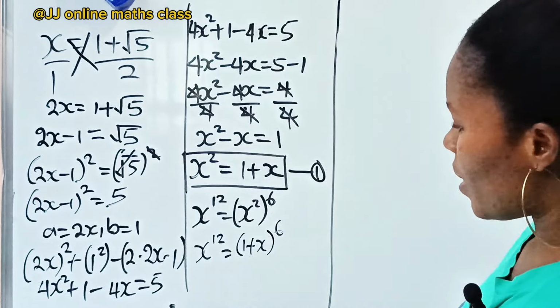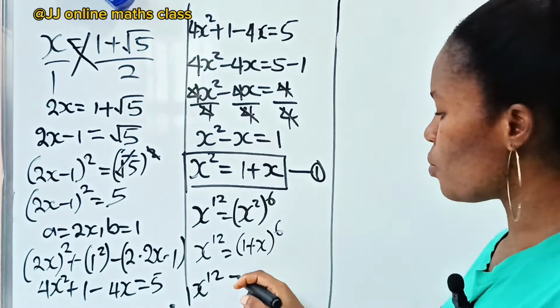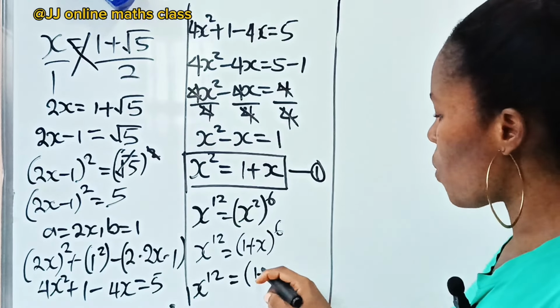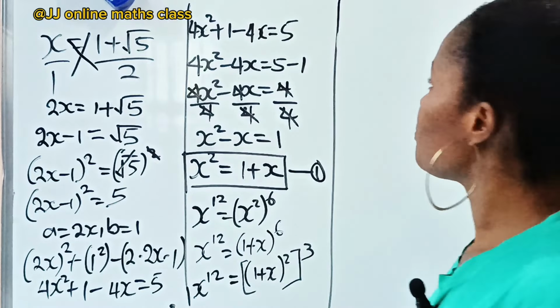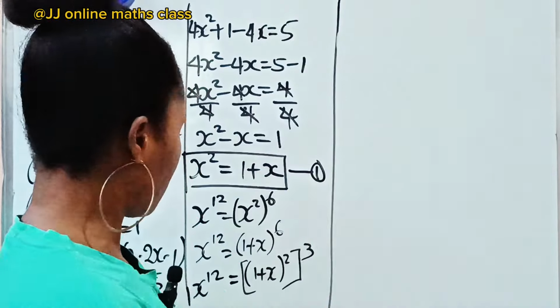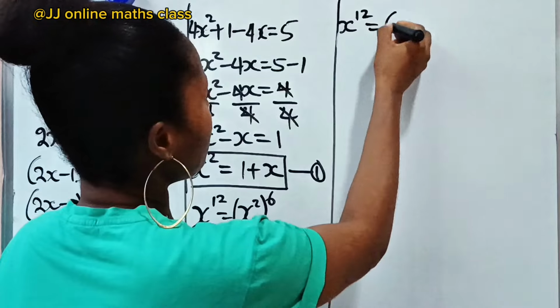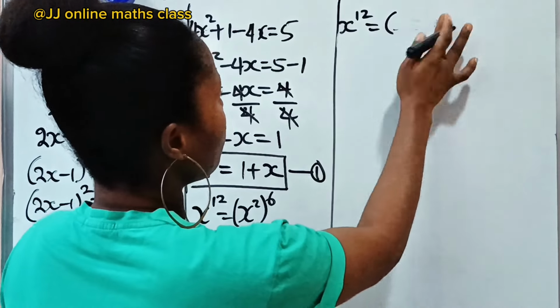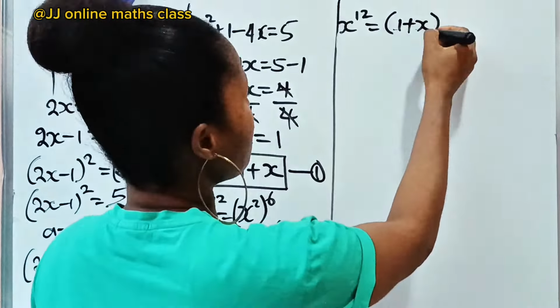All right, now, like I said, we are going to have x to the power of 12 to be equal to 1 plus x squared, to the power of what? 3. All right, so I'm going to repeat what I have here in case my camera did not capture that. So this is what we have, that x to the power of 12 is equal to 1 plus x, squared, to the power of 3. All right, now we can easily expand this 1 plus x squared.